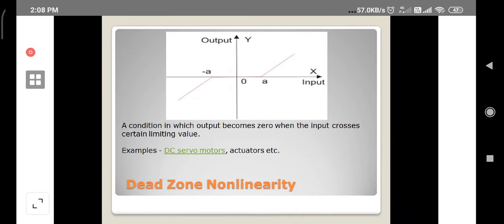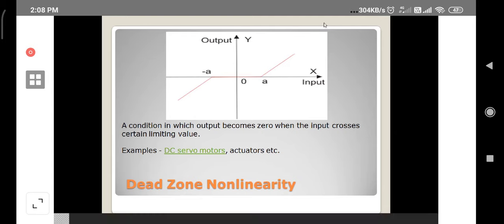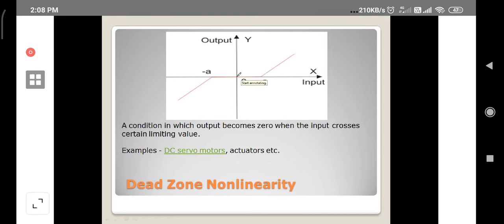Then dead zone non-linearity. Dead zone non-linearity means that only when the input crosses a particular point or limit will the output be produced. We are giving input to a system. As the input increases, there is no change in the output up to a particular input. Here we can see from 0 to A, there is no change in output. No output will happen. But only after the input crosses this particular point A, the output increases. This is in the forward direction as well as in the reverse direction.